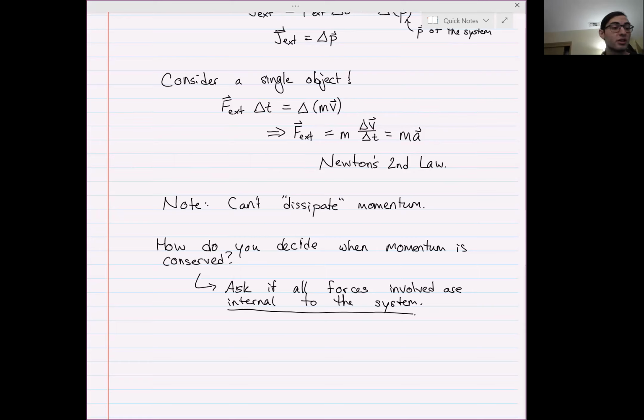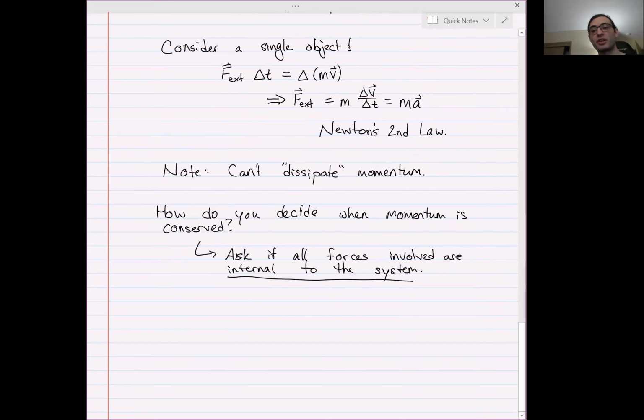In which case, you would say, oh, well, if I consider the system to be the two objects, the only forces present would be forces from object one to object two and from object two to object one. Those are the only forces. And so if our system is both of those objects, then both of those forces are internal to the system. And so there would be momentum conservation just because there's no external forces involved.